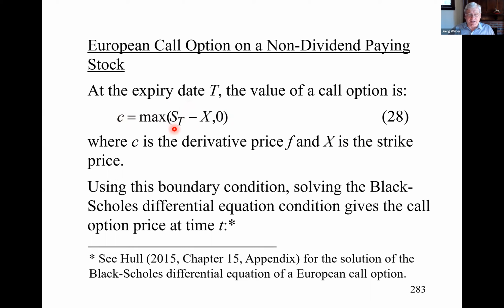If the option is in the money, so if, let's say, the share price exceeds the strike price of the option, then naturally you exercise and you get the difference. You may have an immediate positive payoff. If the share price is below the strike price, then you will not exercise your option. You just walk away, the payoff will be zero. That's the endpoint. That happens at the time big T when the option expires.